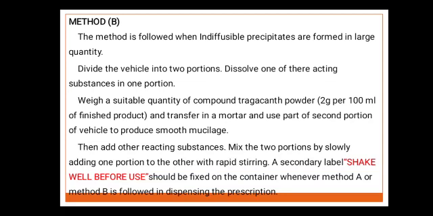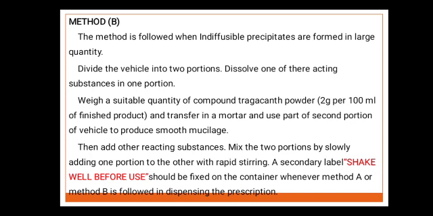Then add the other reacting substance, and then the reacting substance which is present in the first part is added into the second part, and mix the two portions by slowly adding one portion to the other with rapid stirring. A secondary label, shake well before use, should be fixed on the container whenever method A or method B is followed in dispensing the preparation.